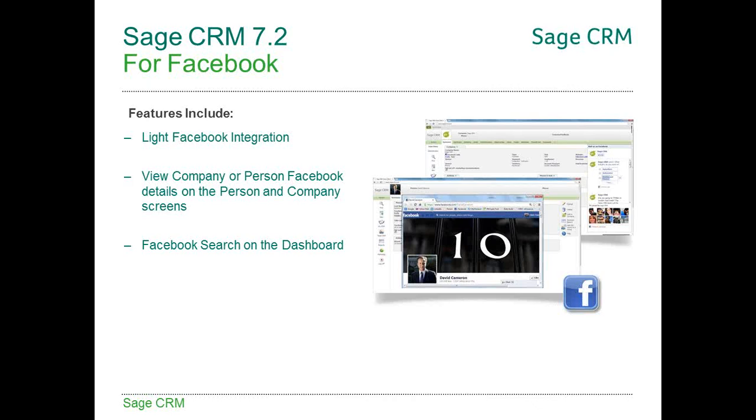So with the Facebook piece, CRM 7.2 allows you to view company and person's Facebook information directly from the company and person summary tabs. So whether you're a salesperson who wants a better insight into the person you're about to meet, whether you're a customer service agent who wants to get a better picture of the company you're resolving an issue for, the Sage CRM records themselves at the core of your business can be supplemented with Facebook data to give you an extra edge, a bit more information, to be more in touch with your customers.